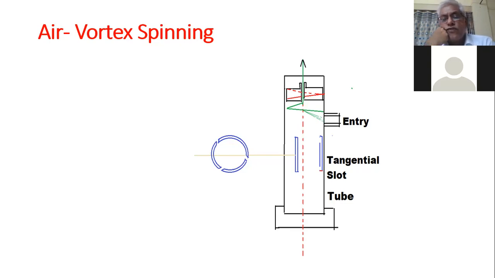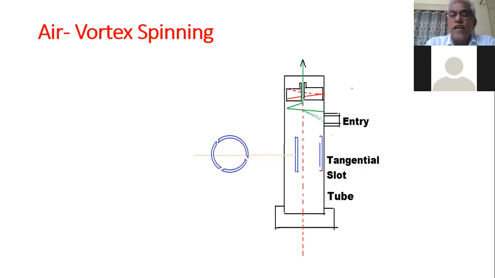So the front view is also shown, and on the left hand side it is shown how the air vortex is created. In this case, the twisting is done with the help of the air vortex. From the tangential slots, the air is entering and it is creating a vortex.